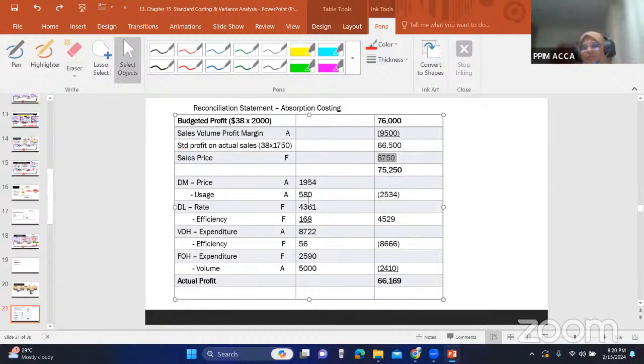So by the way, you have to know this format, right? Like how you know how an income statement works, how a balance sheet will look like. You have to know how this reconciliation statement will look like as well. It's a standard format, okay? It's always the sales variances at the top and then all the cost variances underneath. And this AF, obviously, you would have figured it out. It's adverse and favorable, okay?